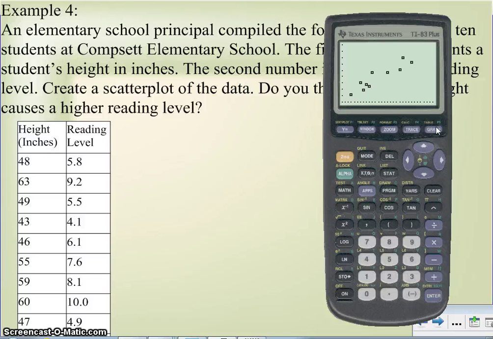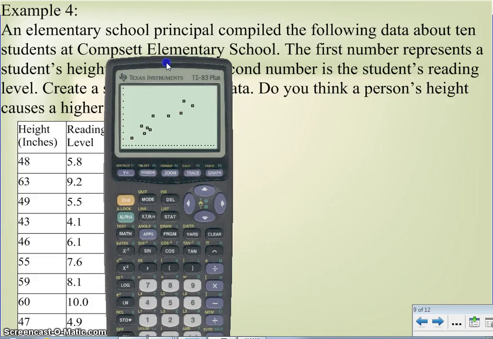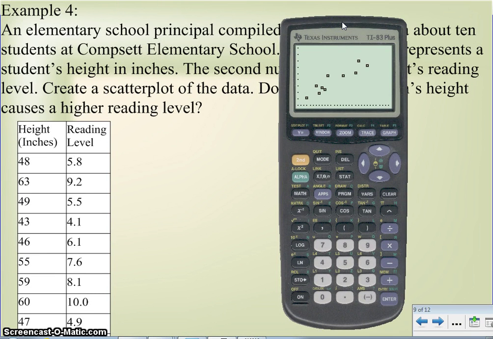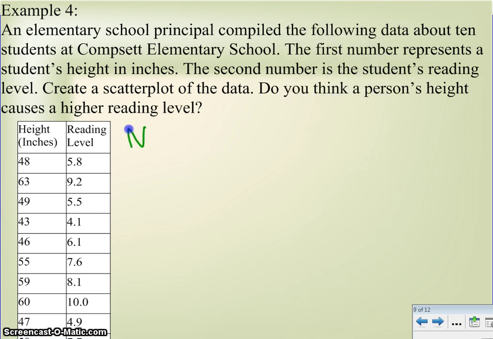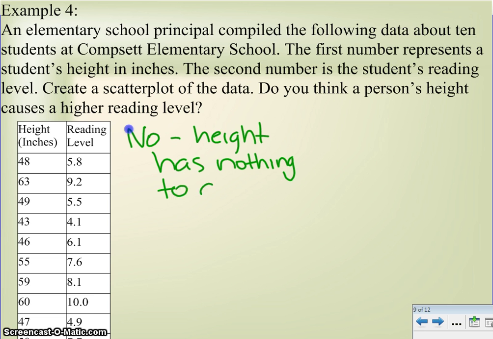All right, so as we're looking at this, it says create a scatter plot. We did that. And it says, do you think that a person's height causes a higher reading level? And the answer here is no, it doesn't. Their height has nothing to do with their reading level.